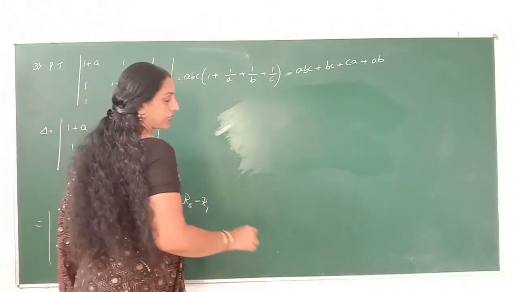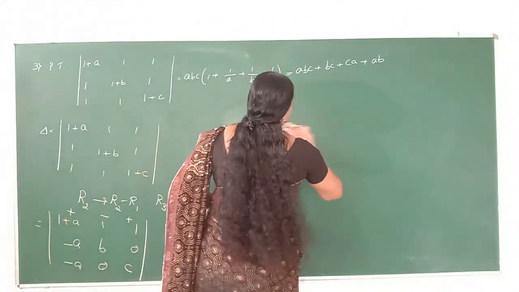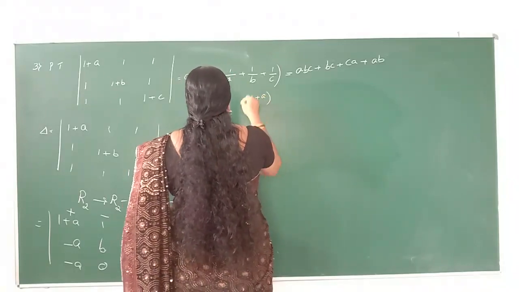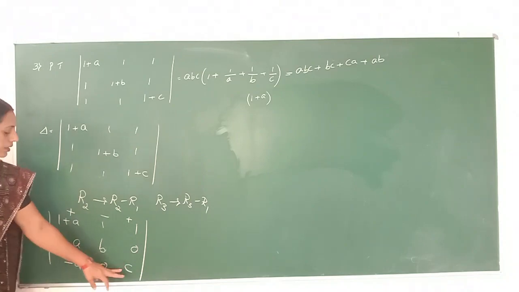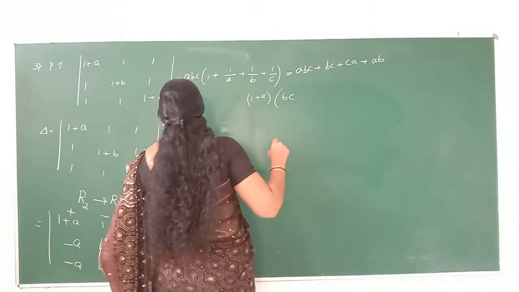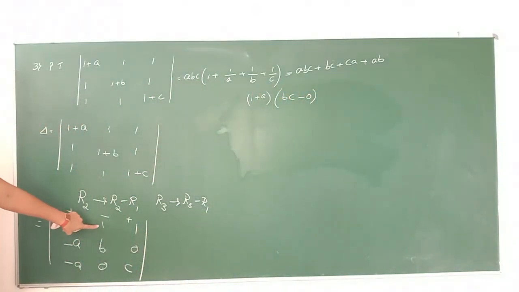So by using the expansion form, we get simplify. The first element is 1 plus A. So 1 plus A is an element of the first row and first column, and these elements get neglected and the remaining elements are B into C. Left diagonal is B into C, right diagonal is 0. Similarly 1 is an element of the first row, second column.